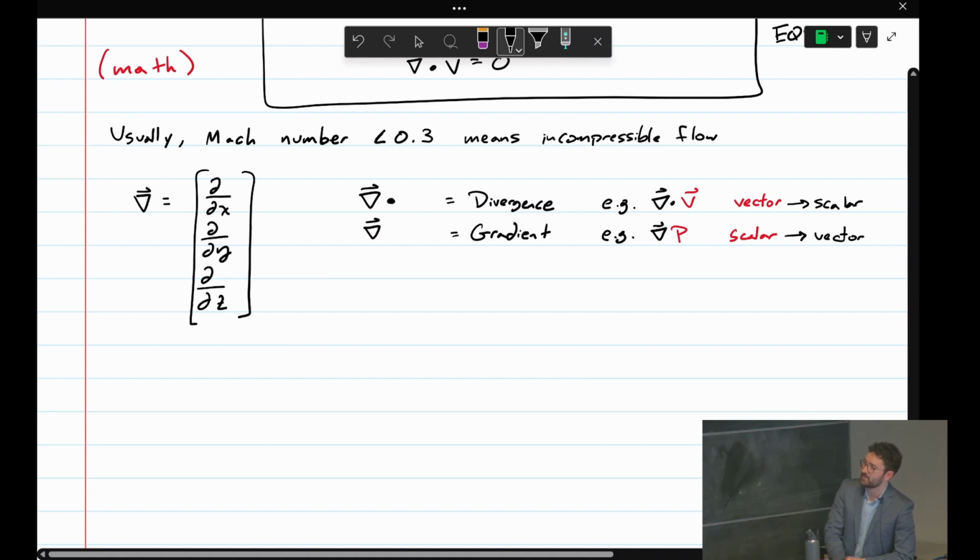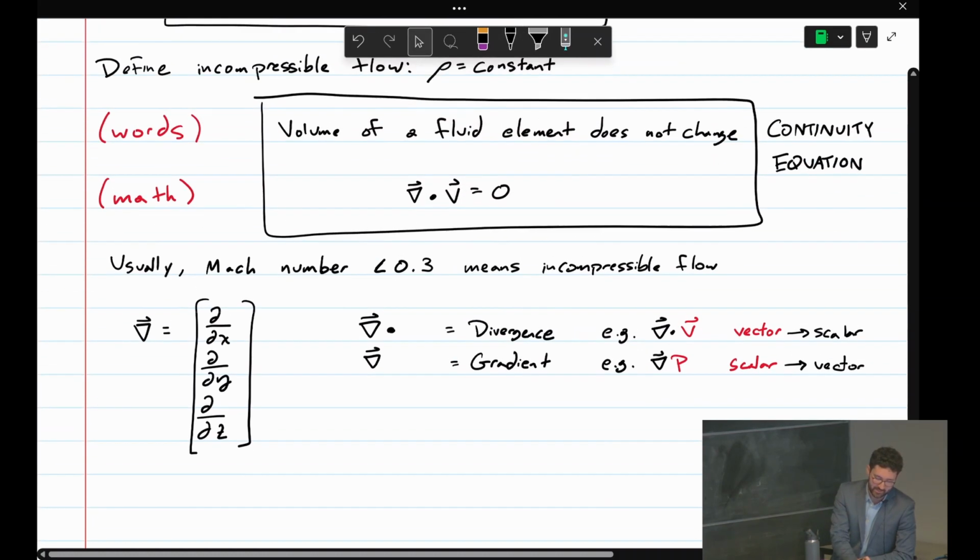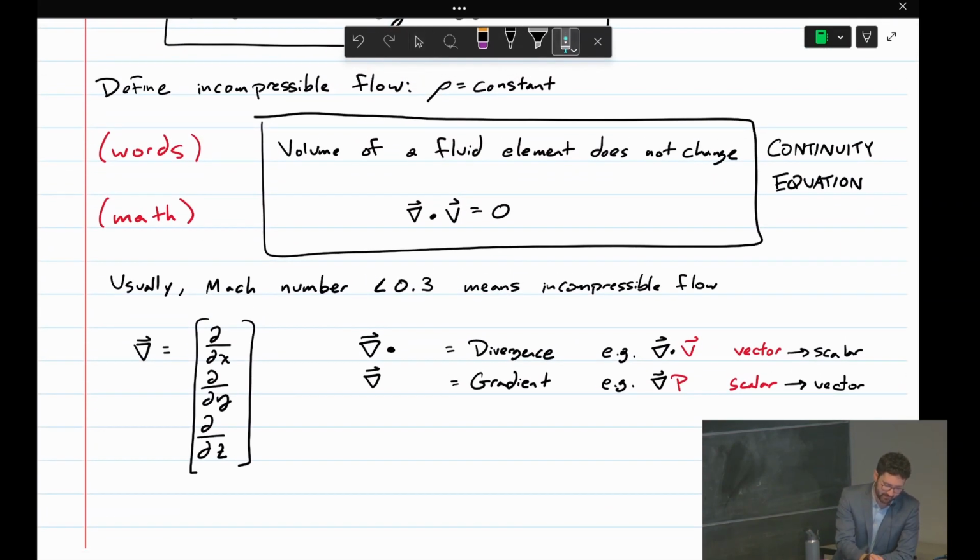So any questions on the operator with nabla here? The continuity equation is not a vector equation. It's just a single scalar equation. There's not three equations here, even though we have vectors. It's a dot product, so this is just one equation.